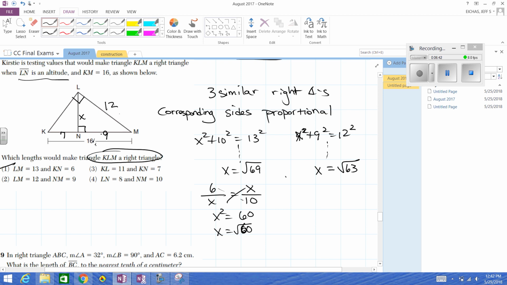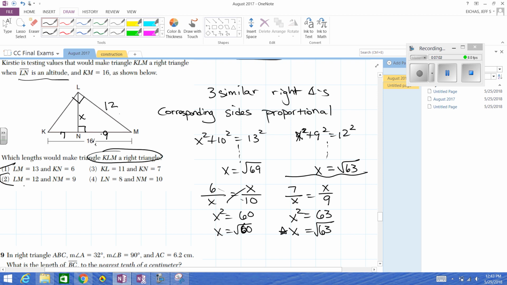Okay, so let's say we come over here. That relationship is 7 is to x as x is to 9. So x times x is x squared, 7 times 9 is 63. This is looking good. Take the square root, get square root of 63. This is it. So that worked.